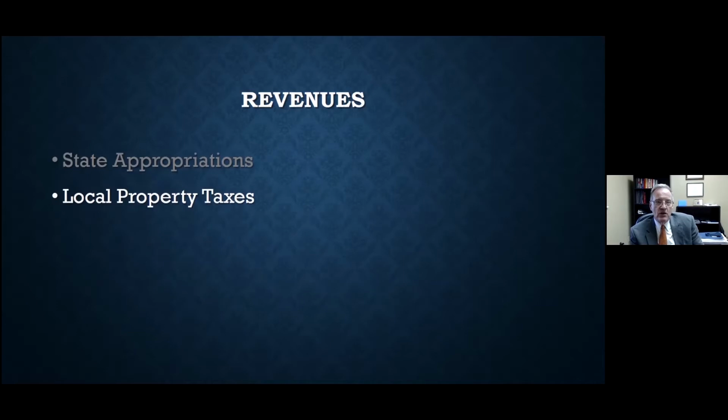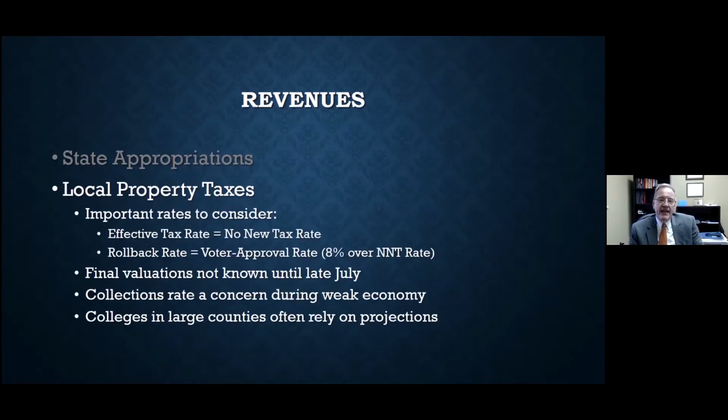The next area is local property taxes. And there's some terminology that everyone needs to understand on setting property taxes. For years, we had dealt with the effective tax rate and the rollback tax rate. There's been a change in terminology that came about during the past legislative session. Now we talk about the no new tax rate. This is the tax rate that will generate approximately the same amount of revenue that we received the previous year. The rollback rate is now referred to as the voter approval rate.